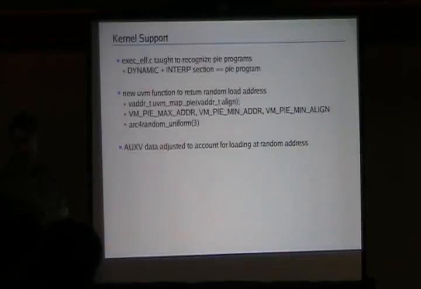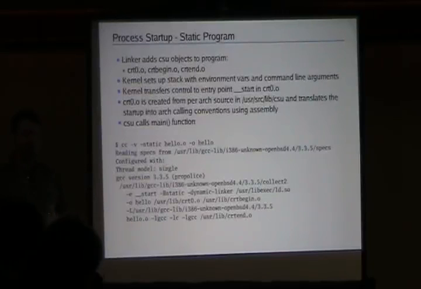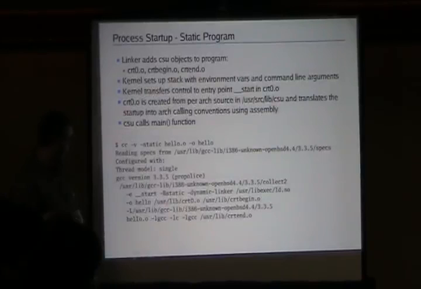So once the kernel's loaded this, it goes through a process of steps of kicking off the program. So quickly review that. With a static program, when you compile or link a static program, the linker goes ahead and adds a few C startup objects: crt0, crtbegin, and crtend.